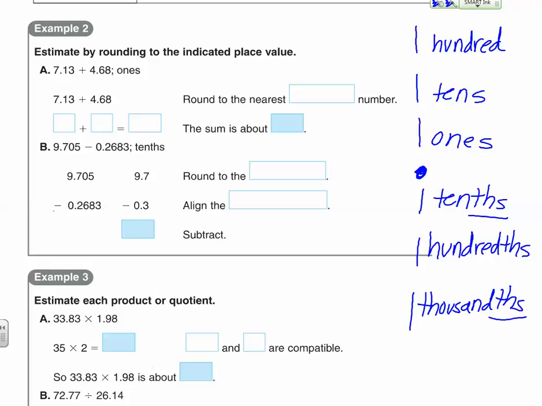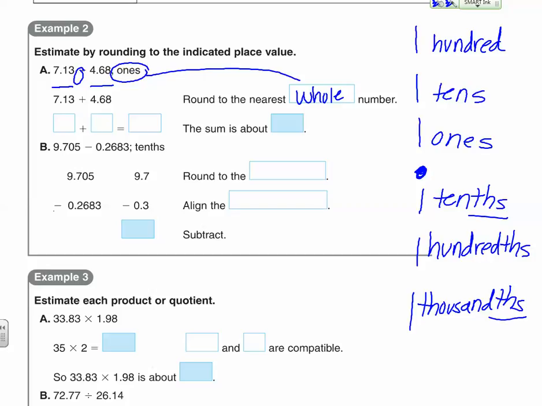So taking a look at example 2, if you look at A, we have 7 and 13 hundredths plus 4 and 68 hundredths, and the directions tell us to round this to the nearest ones place value. So Panthers, we're going to round these to the ones place value first, and then do the operation that's indicated, or add. So directions off to the side here. We're going to be rounding to the nearest whole number. The ones place value tells us that we're going to round to the nearest whole number.